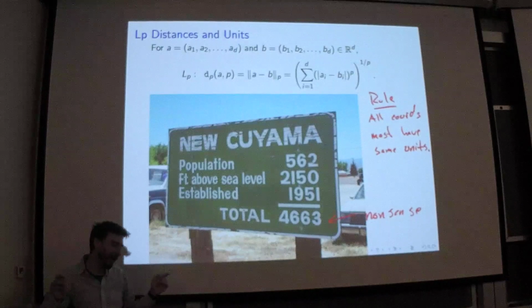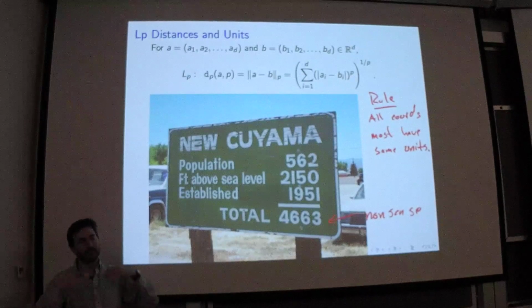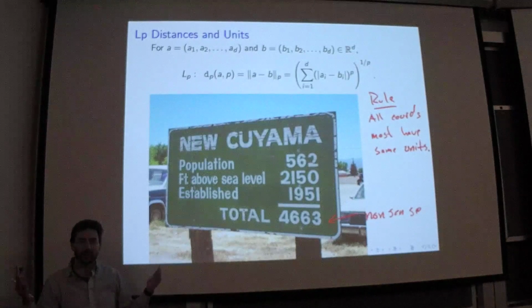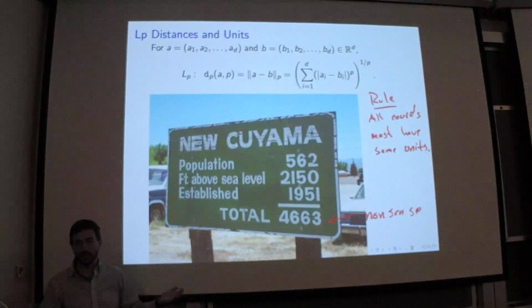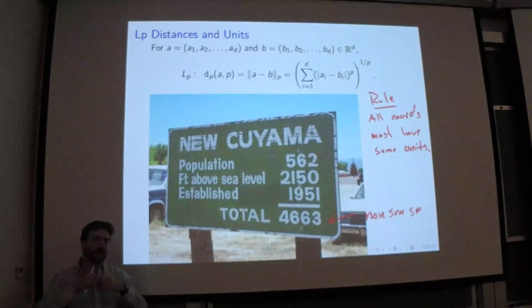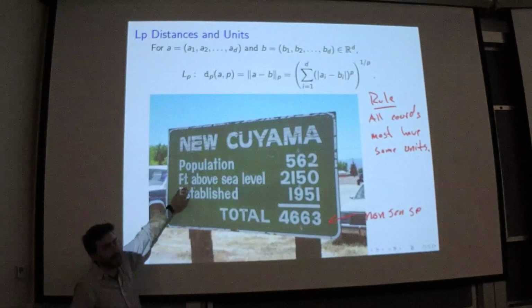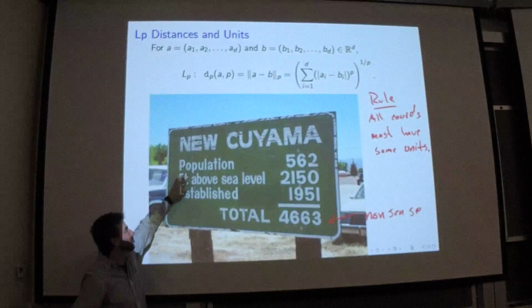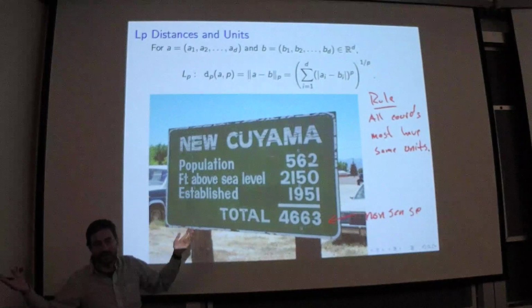Okay, so you'll see examples with listing people by their height and their weight, and then measuring Euclidean distance between them. If I change the unit on the height from feet to inches, it doesn't change the data, but it's completely changed what the distance is. And it changes the ordering of the distances, right? So if I change feet above sea level to meters, it changes what the distance is, right?